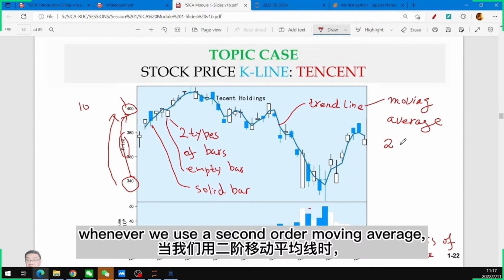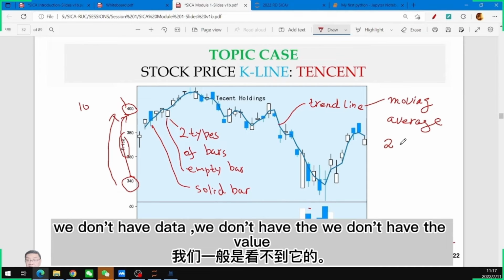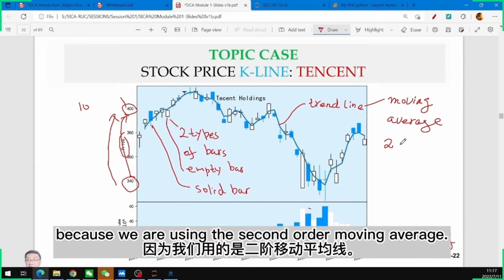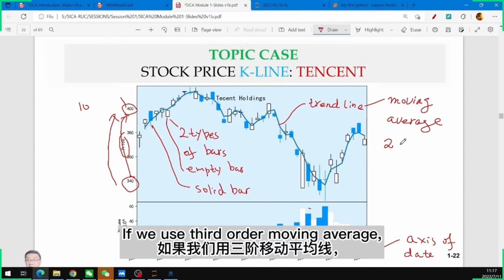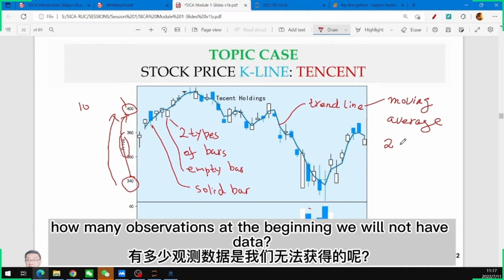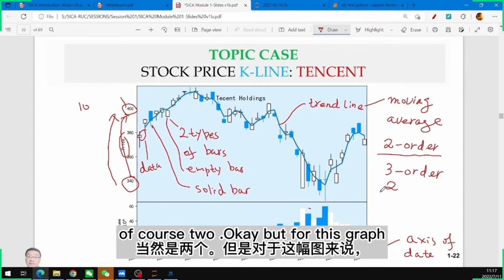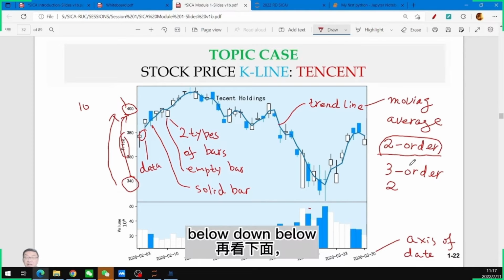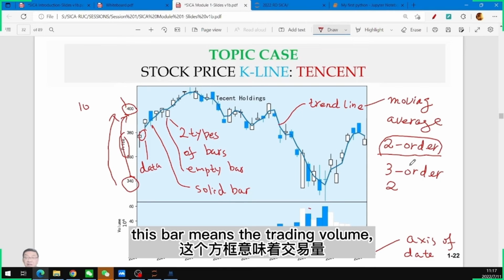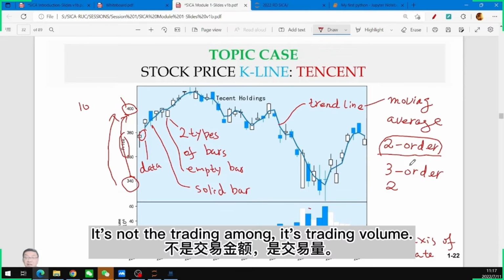Whenever we use a second order moving average, for the first observations, usually we don't have data, we don't have the value. If we use the third order moving average, how many observations at the beginning will not have data? Of course, two. But for this graph, the second order moving average is good enough for us. Down below, these bars mean the trading volume. It's not the trading amount, it's trading volume.